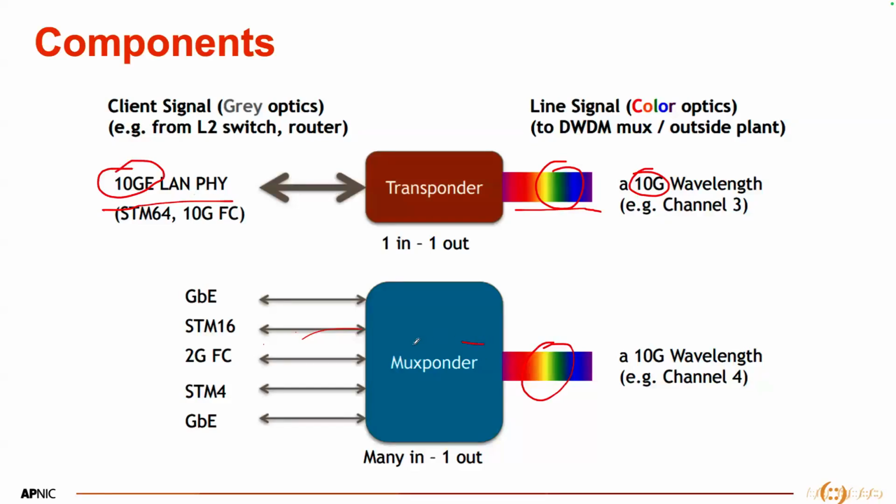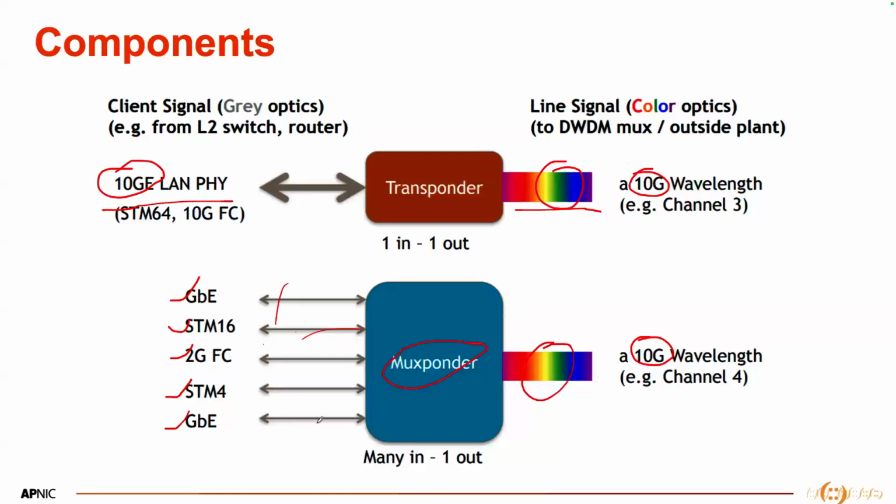But in muxponder, the wavelength is still 10G, but the client is connected in different granularity. Here it is connected in 1 gigabit Ethernet port. Here it is connected in STM16. Here it is connected in 2 gigabit fiber channel. Here it is connected in STM4. Here it is connected in a 1 gigabit Ethernet port again.